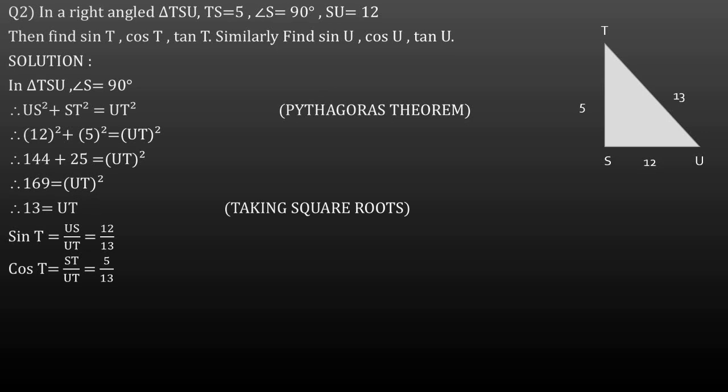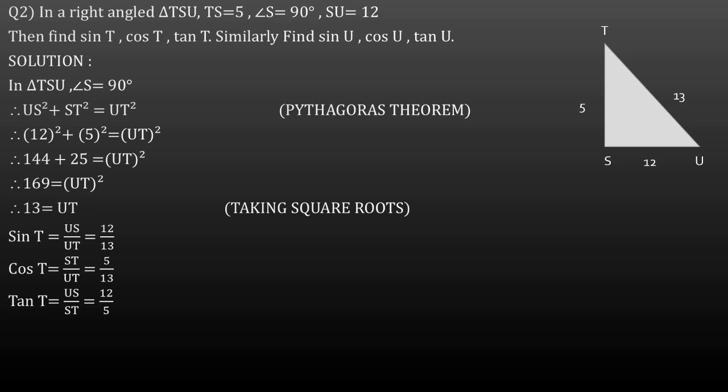So therefore we get cos t is equal to 5 upon 13. Next is tan t. Tan t is opposite upon adjacent. Opposite side of t is us and adjacent side of t is st. So therefore we get 12 upon 5. So the value of tan t is equal to 12 upon 5. So these are the trigonometric ratios for the angle t.